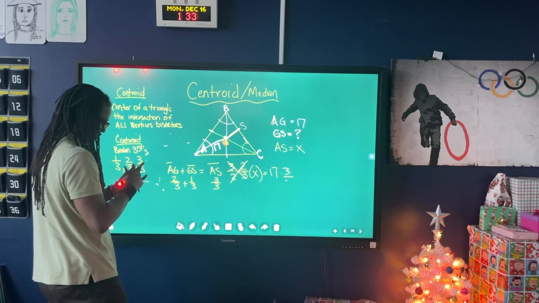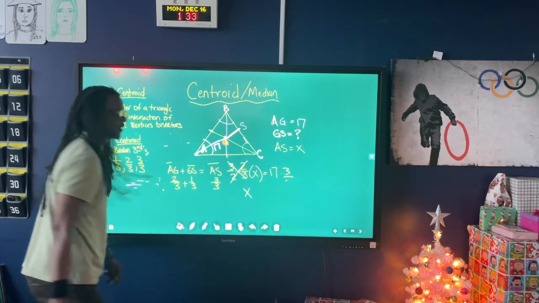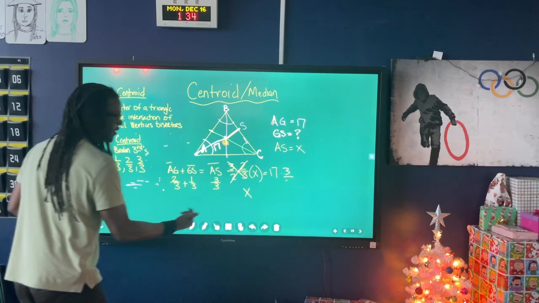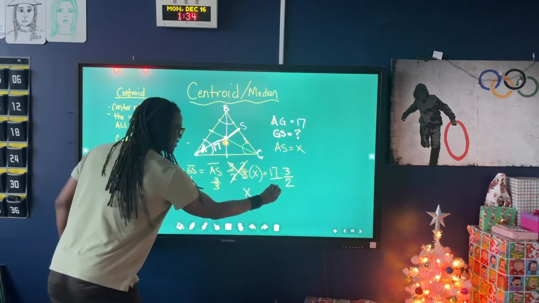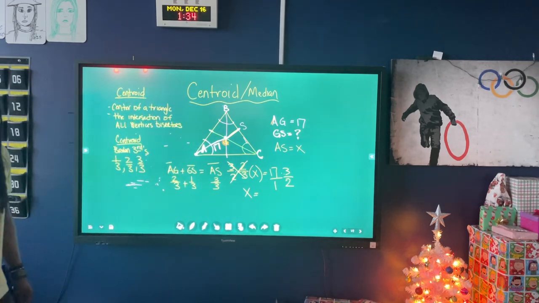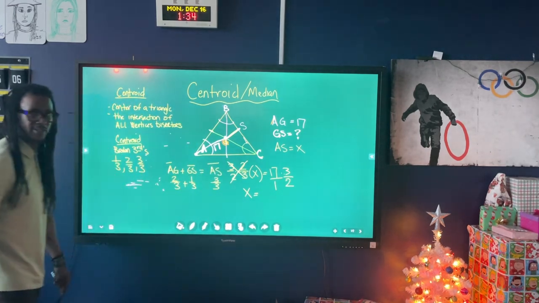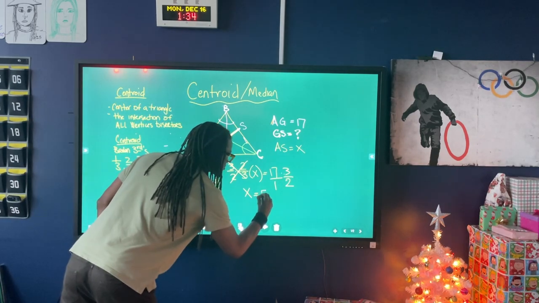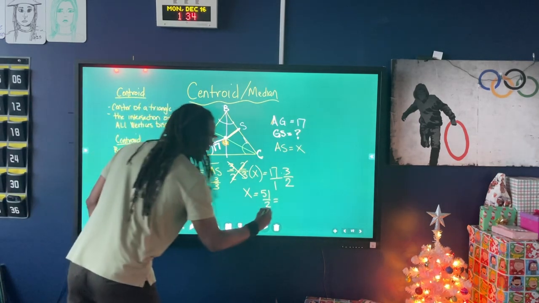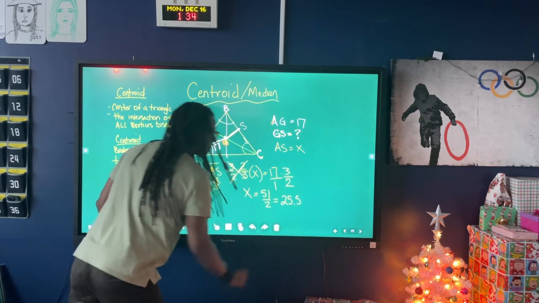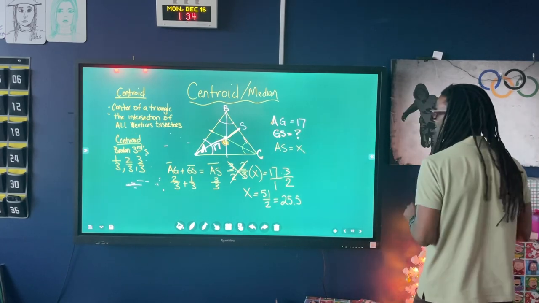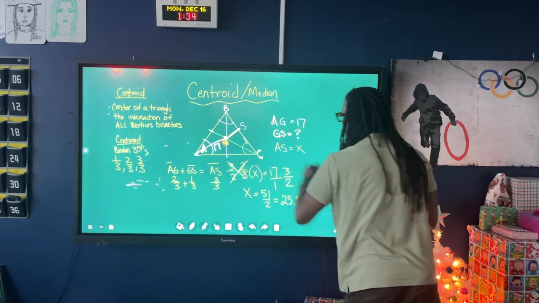These are going to cancel, leaving you with X, which is going to be the entire distance of AS. 17/1 times 3/2 makes 51 over 2, which becomes 25.5. Boom. So X equals 25.5. What does X represent? The entire length of AS.